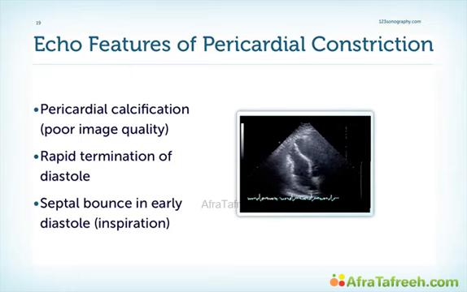Now, pericardial calcification is often very difficult to see. Why? Well, because calcification gives you artifacts and shadowing, so basically what you will usually note is that you can't image the heart at all or only poorly. So in many patients with constriction, you will have poor image quality.